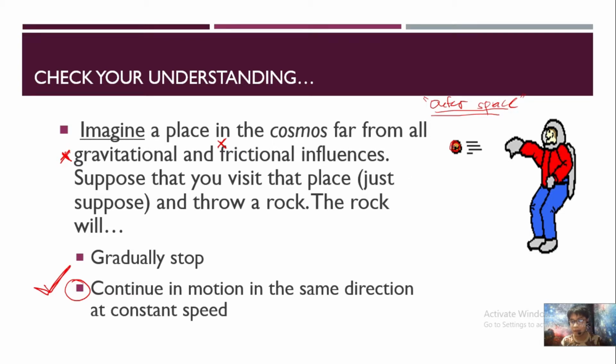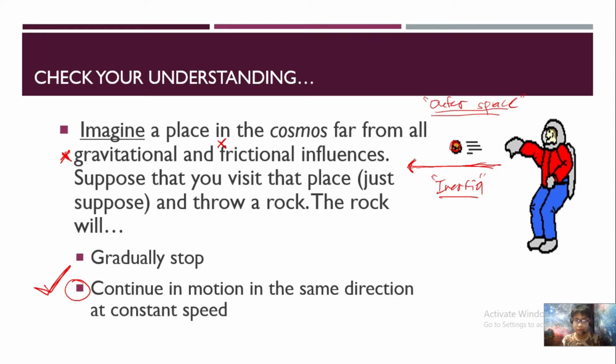So, once the astronaut throws the rock forward, it will continue to move forward. It will never stop, okay? Because there is no gravity and frictional force in that particular area. So, the inertia of the rock will make it move forward continuously. It will not stop.